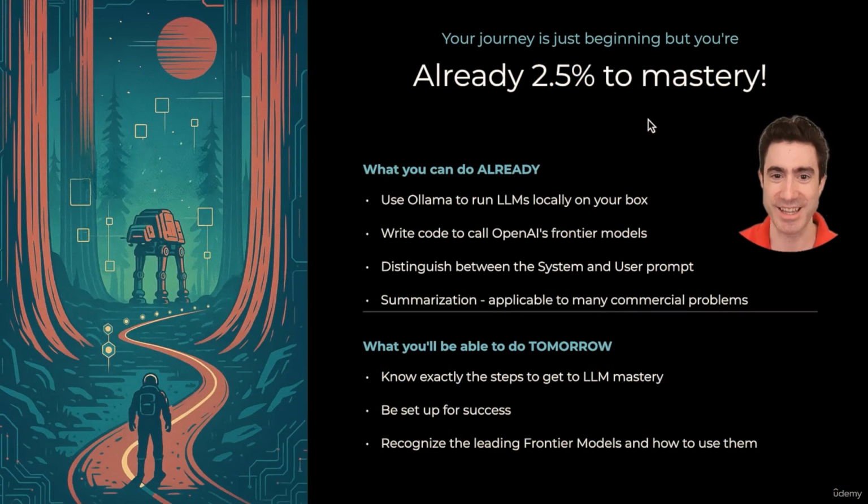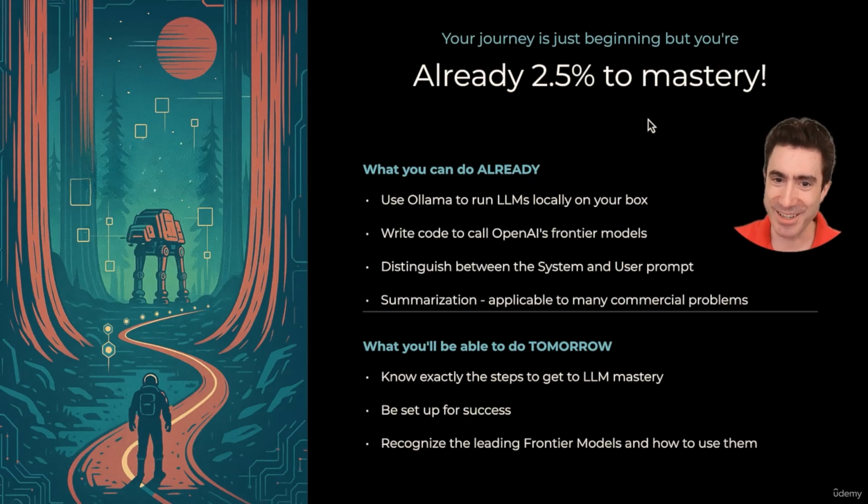But already, even though your journey just started, you're 2.5% of the way along your journey to the path of being 100% a master of LLM engineering. You've already used Ollama to run a model locally on your box, perhaps several models. Seems like an age ago that we did that, but we did that. You've written code that calls OpenAI's frontier models. You know the difference between a system prompt and a user prompt. And you built summarization. You know how to apply it to commercial problems. Maybe you built a couple yourself.